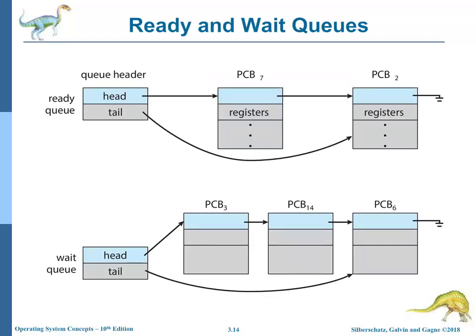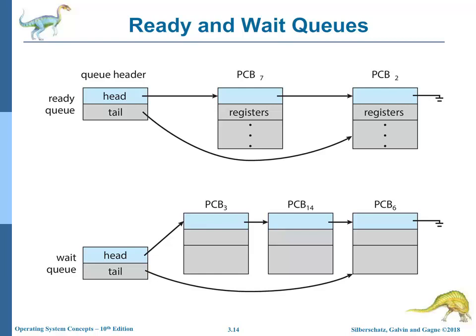As processes enter the system, they are put into a ready queue where they are ready and waiting to execute on a CPU's core. This queue is generally stored as a linked list. A ready queue header contains a pointer to the first PCB in the list, and each PCB includes a pointer field that points to the next PCB in the ready queue. The system also includes other queues.